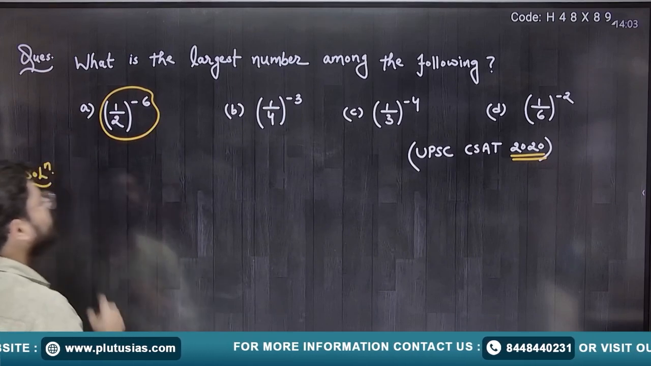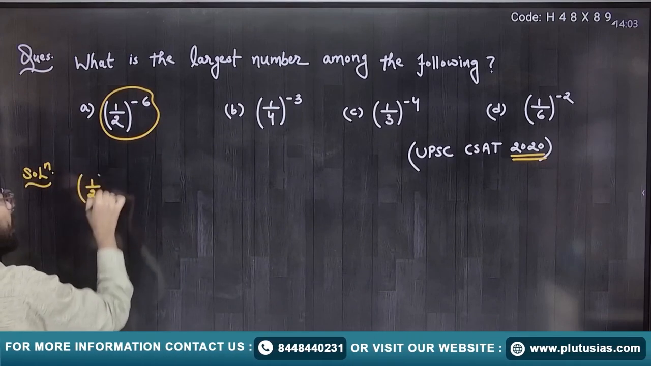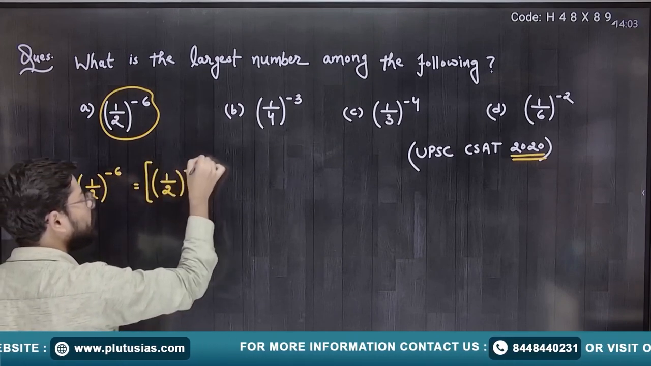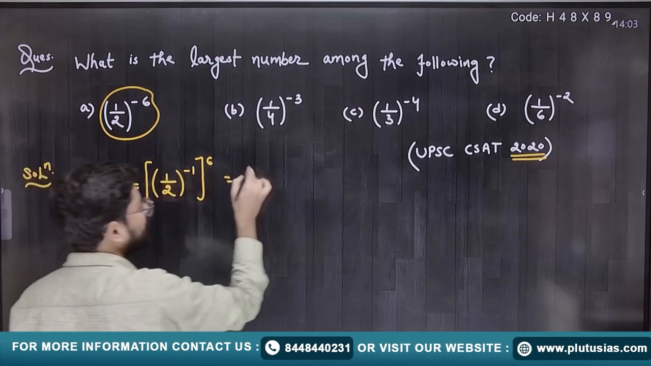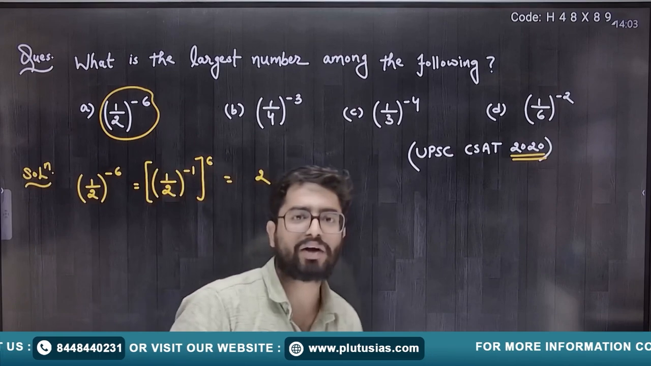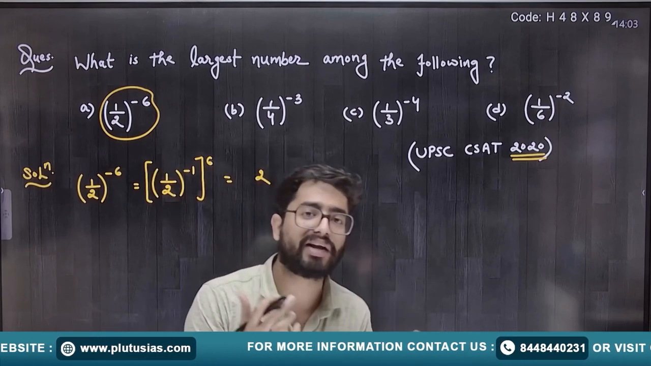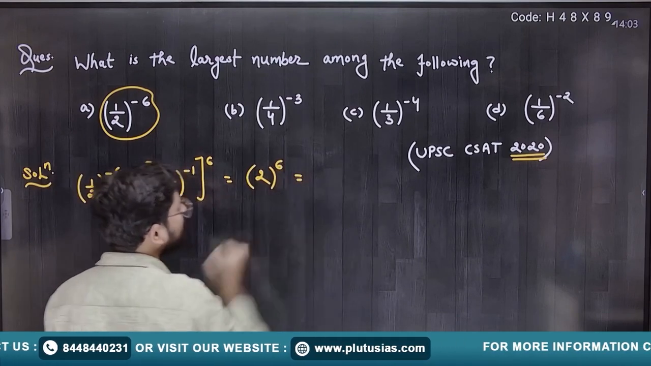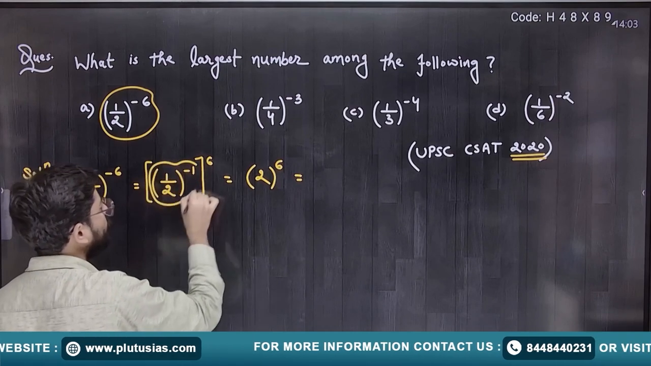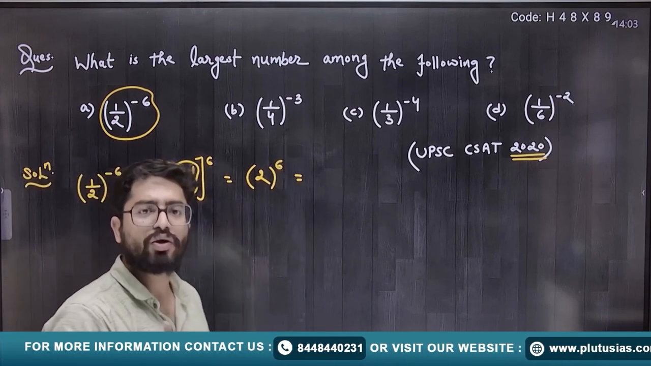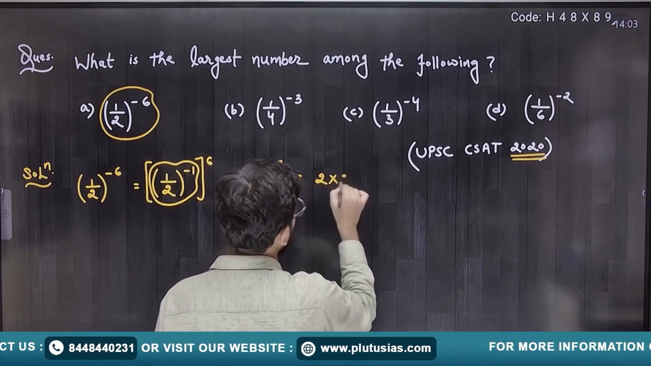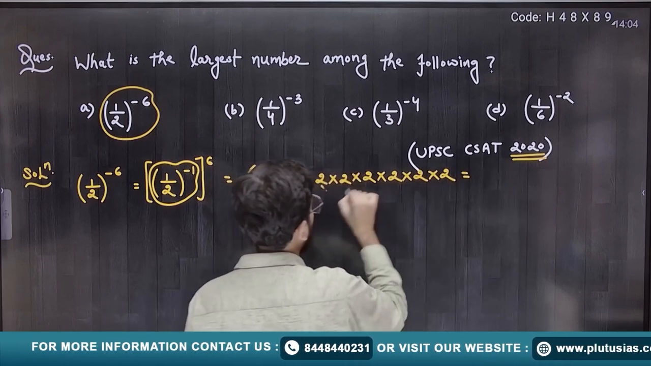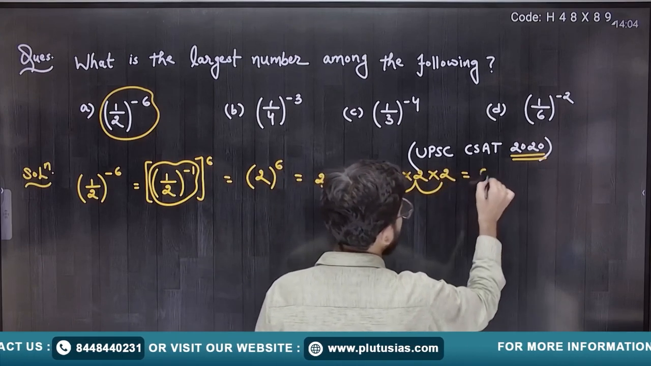So that can be written as what? 1/2 power -6 can be written as 1/2 power -1 to the power 6. The meaning of this is that 1/2 power -1, or 1/x power -1, gives you the reciprocal of that number. So that will be 2, and this is 2 power 6. 2 power 6 means 2 into 2 into 2, how many times? 6 times. So what is that? 4, 8, 16, 32 and 64.